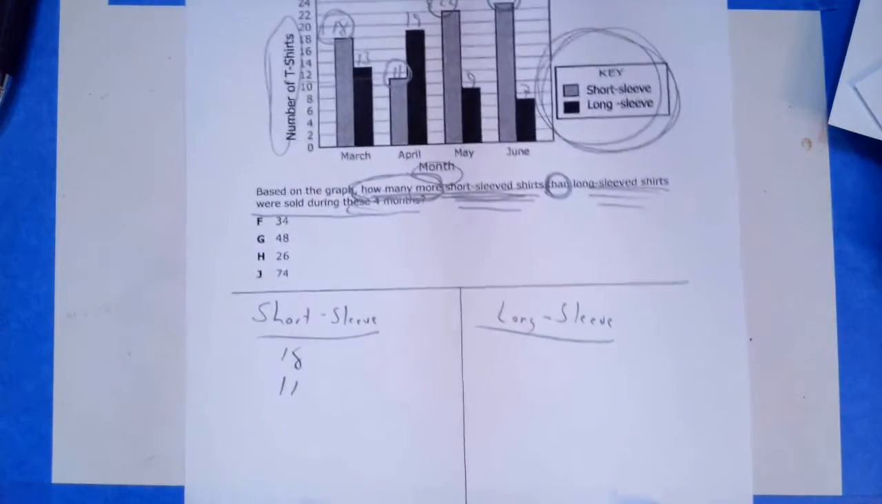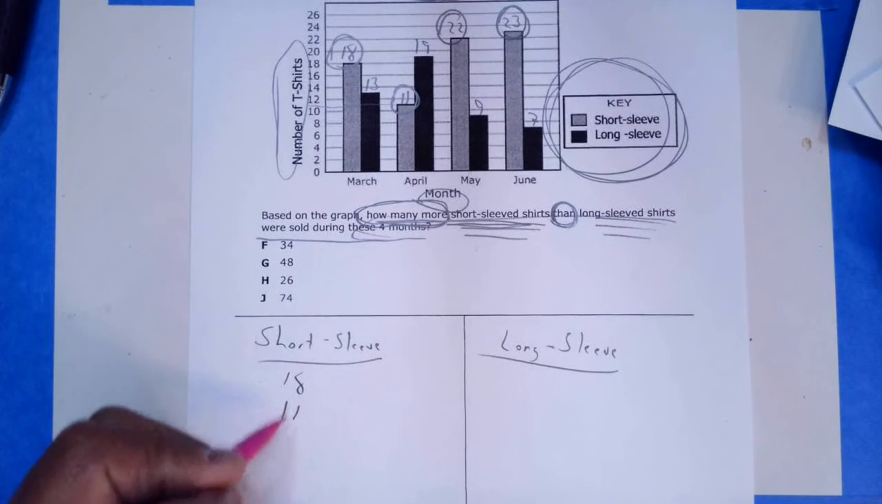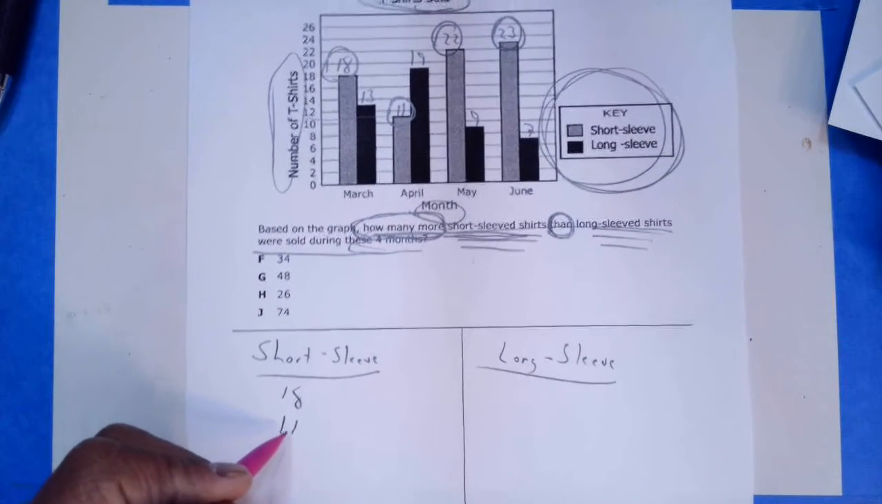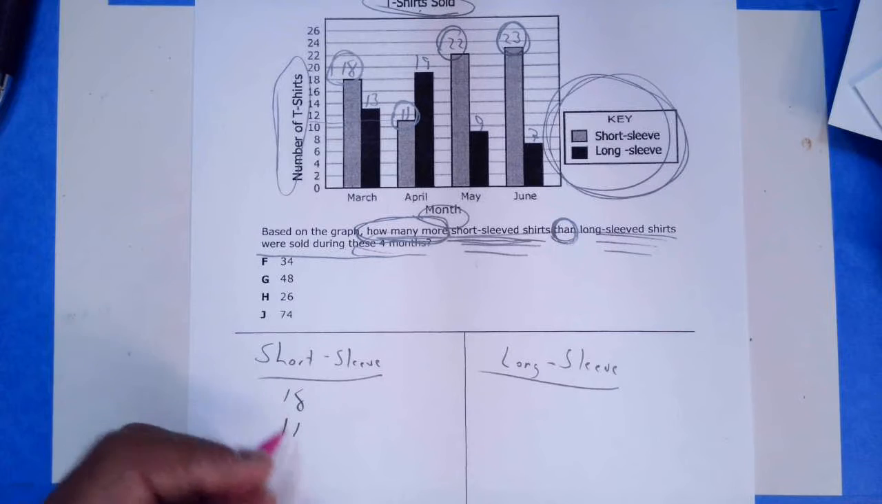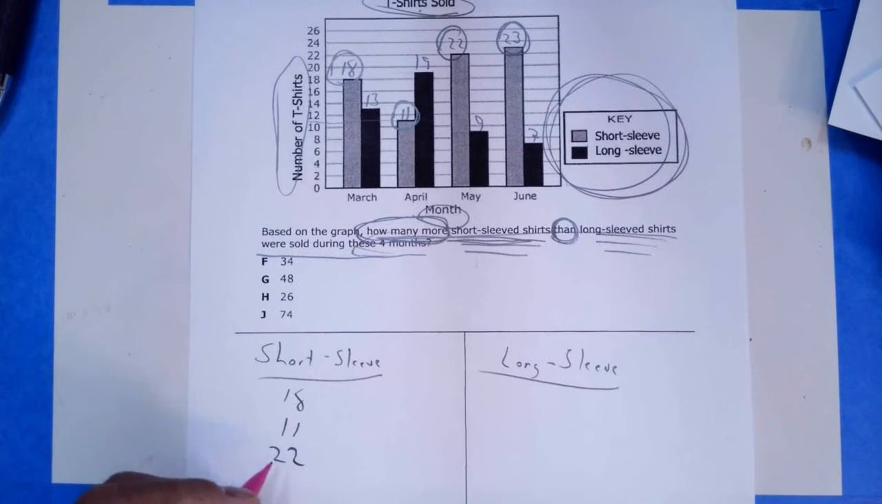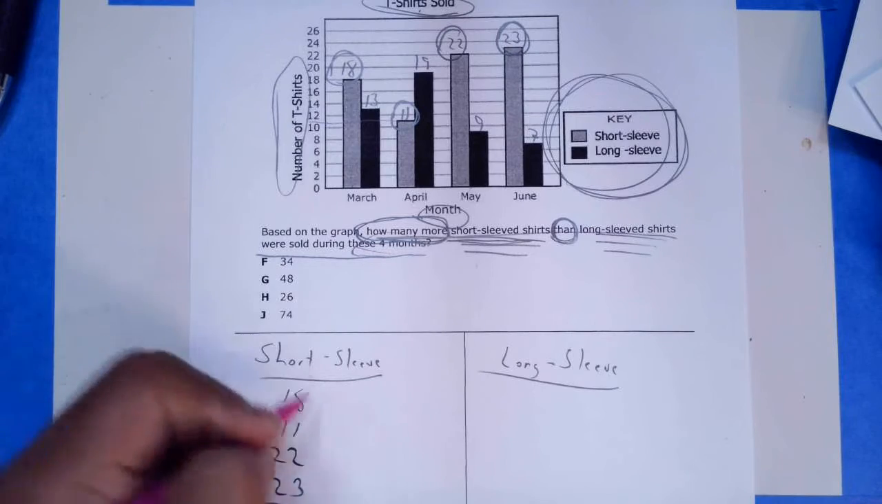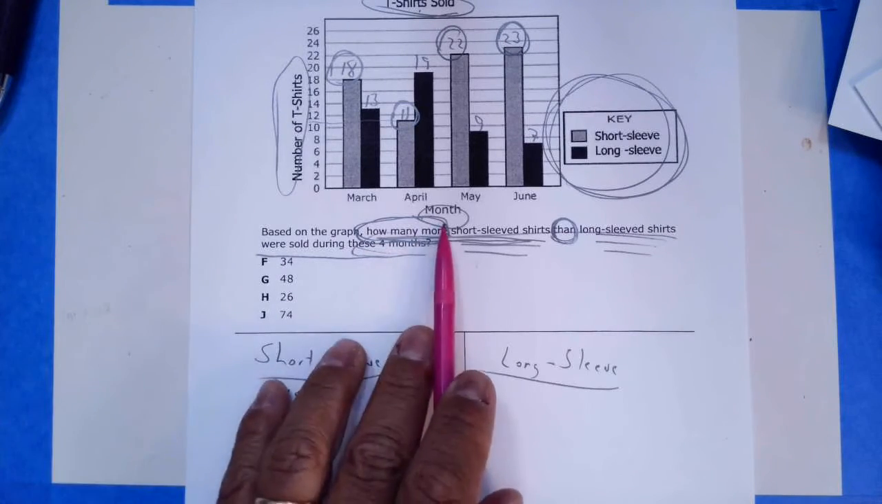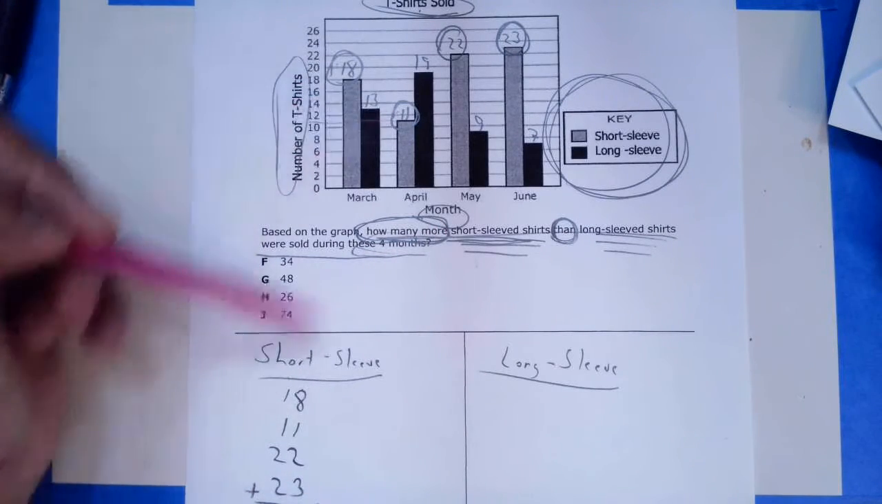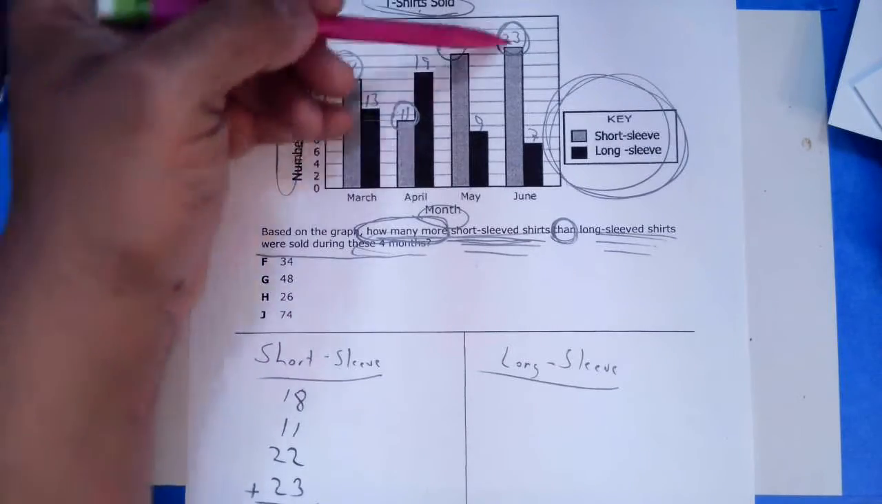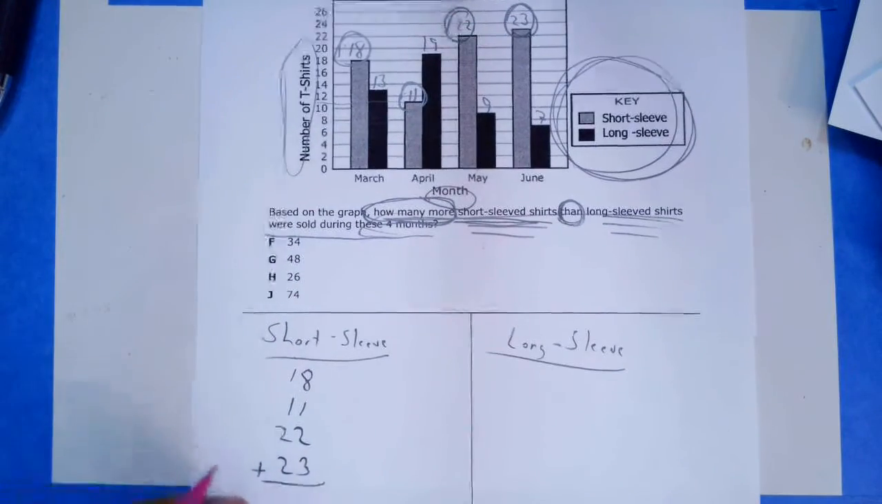Those are the ones that we want right there. Okay? We're going to want 18, 11, 22, and 23. We're going to add them up. We should have 4 numbers because there's 4 months. 18, 11, 22, 23. Those are the short sleeves.